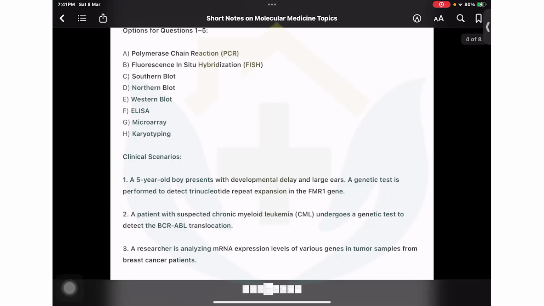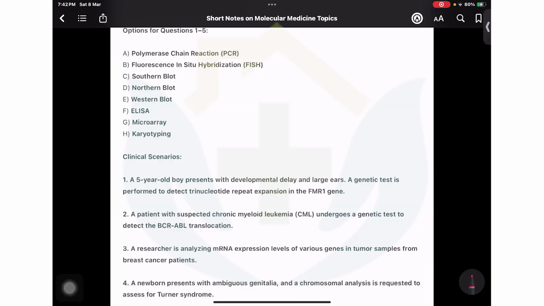A 5-year-old boy presents with developmental delay and large ears. The genetic test is performed to detect trinucleotide repeat expansion in the FMR1 gene. So which test will you do? Anyone? Which test will be used? Yes. So we will be using Southern blot for reading the trinucleotide repeat expansion. So C is for number 1.